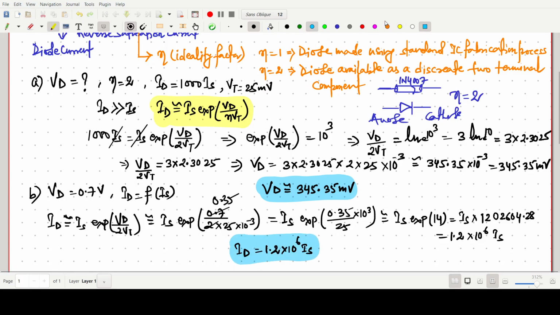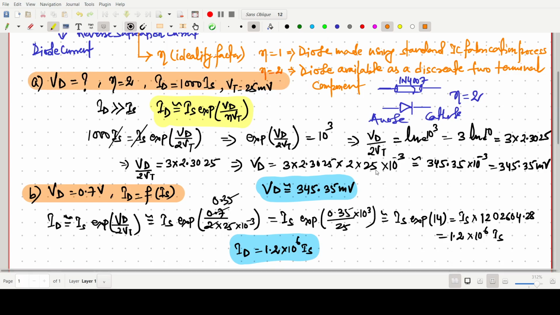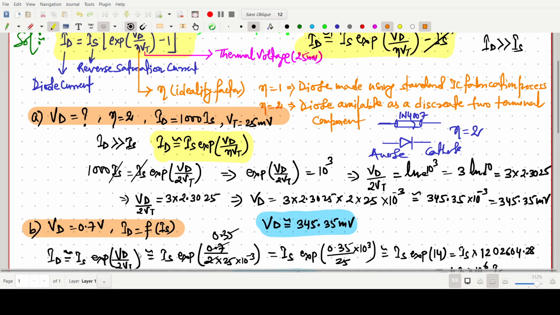So this is all about this question. It is very simple, but we have to be very careful about the parameters, like what the ideality factor should be. The ideality factor is 2, so we have already used 2VT, that is eta VT. So this is all about this simple question.